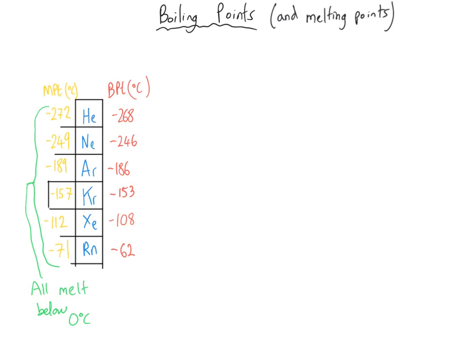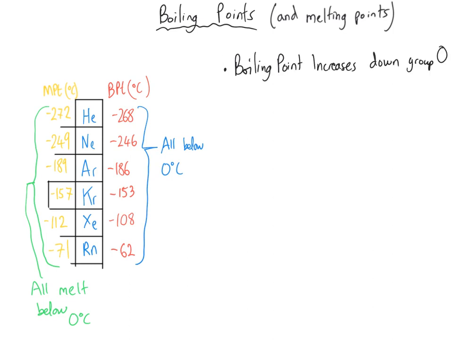If we then move on to have a look at the boiling points, you can see they follow the same pattern, and in fact they are really, really similar as well. The boiling points are all below 0 degrees C. And so the conclusion that we need to make here is that the boiling point increases as you go down group 0. And not only that, the boiling points are all below 0 degrees C, therefore all of the elements are gases.